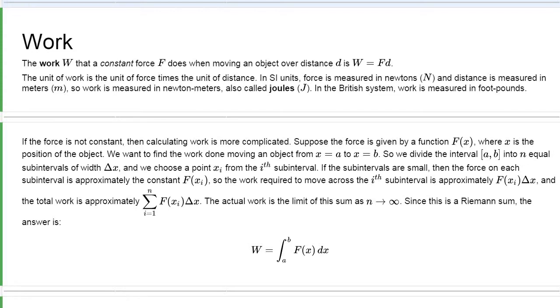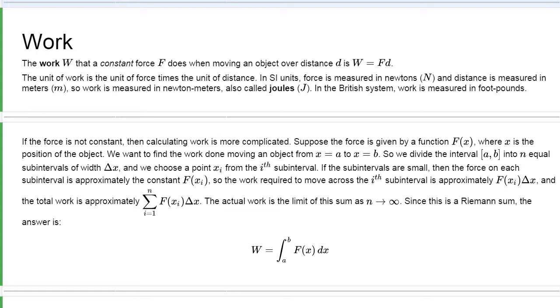If the force is not constant, then calculating work becomes more complicated. Let's say we have the force given by some function, capital F of x, where x is the position of the object. So as the position changes, the force changes. We want to find the work done to move the object from x equals a to x equals b. So we're going to divide the interval from a to b into n subintervals of equal width. The width we'll call delta x.